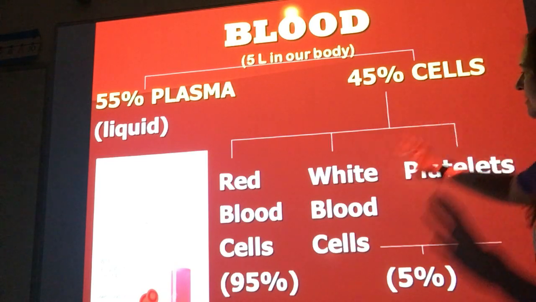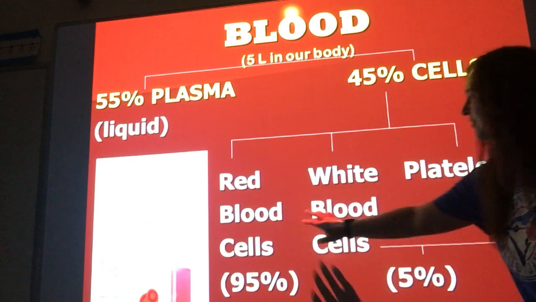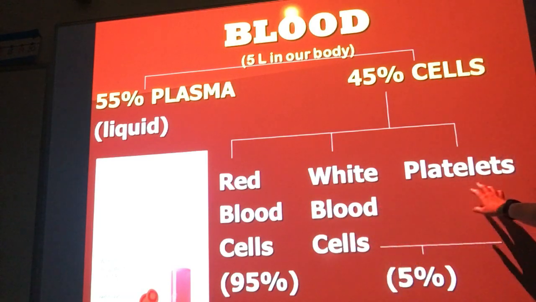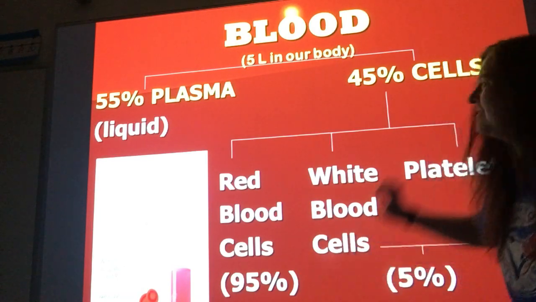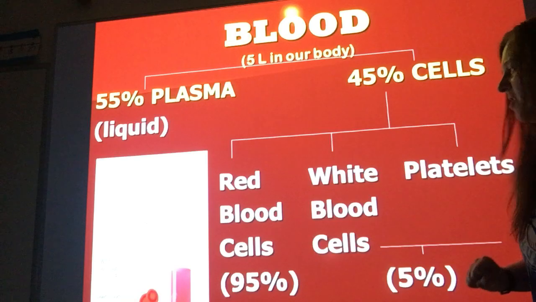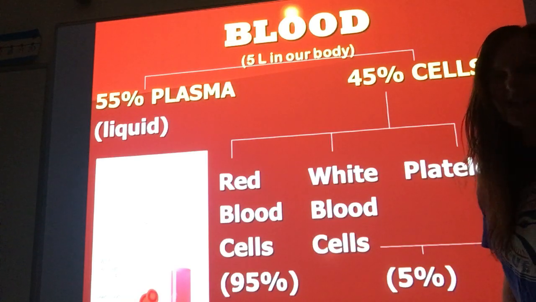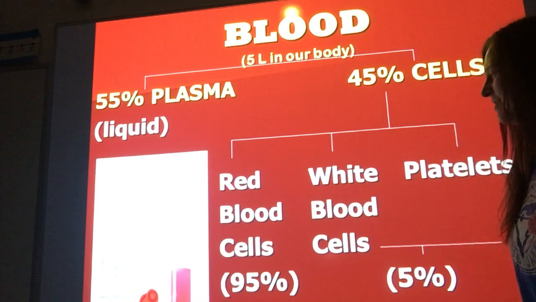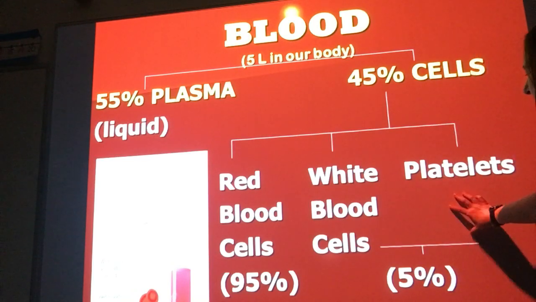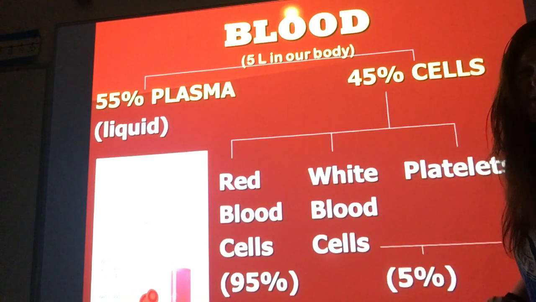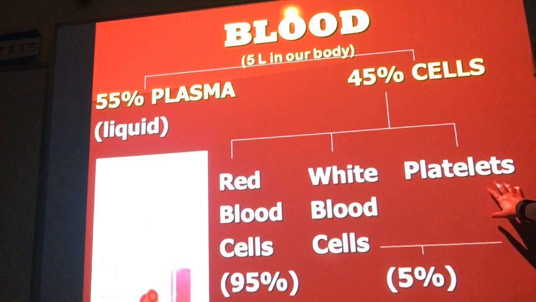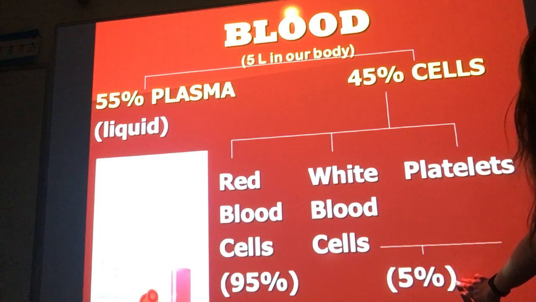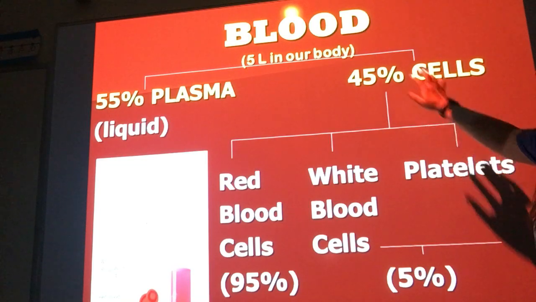Now out of the blood cells, there are three types: red blood cells, white blood cells, and platelets. 95% of the 45% of your blood cells are red blood cells. We've already had a video, you've already done 9-3, so you should be very familiar with red blood cells, their structure, their function. Today's video and lesson, we're going to focus on the other two types of blood cells, white blood cells and platelets. They make up the 5% of the 45% of the cells that are in your blood.